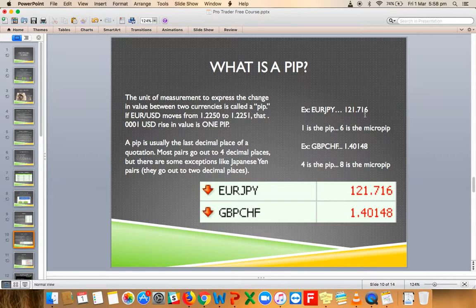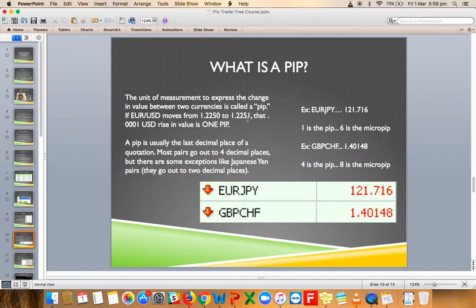It's called PIP. What is a PIP? PIP is one term you'll be hearing all the time when you are in this business. PIP is the unit of measurement to express the change in value between two currencies. Whenever there is a change in price, it's actually measured in pips. For instance, you have Euro USD at the current price of 1.2250. When that changes by any digit, it's automatically changing in pips. The change is referred to as pips.